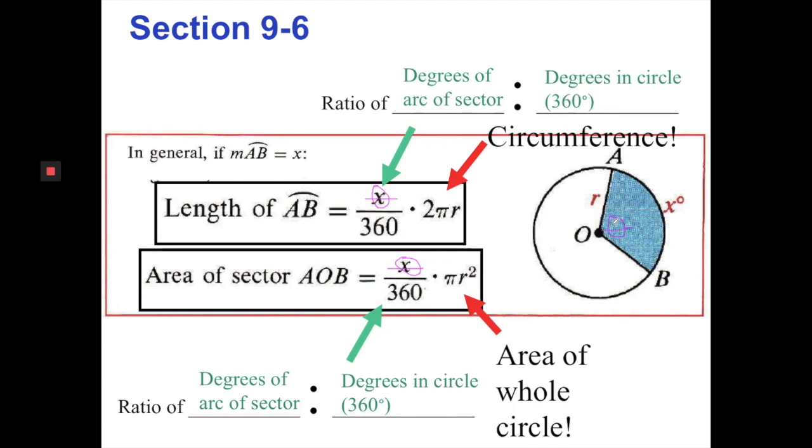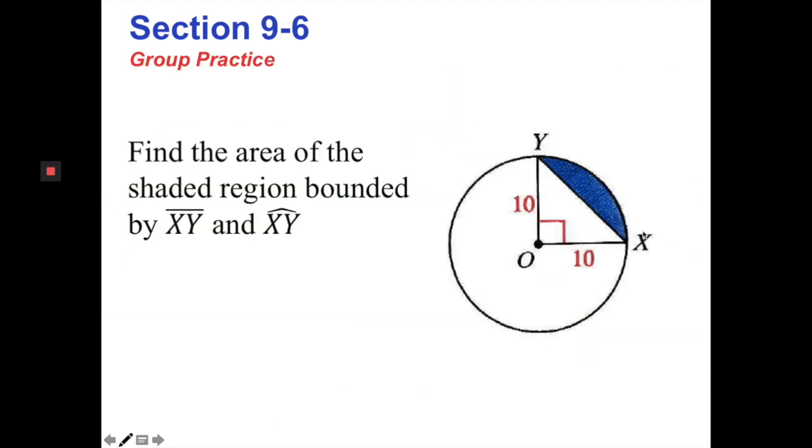Just set up a ratio, x over 360, for however many degrees your arc measures here, or your central angle measures here, and then you just multiply that by the area of the whole circle. That gives you the area of that sector, and you're good to go. So without further ado, we can jump into some practice problems.